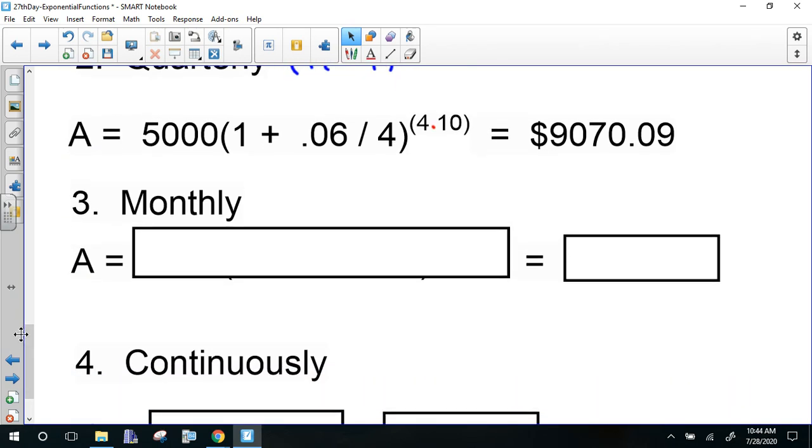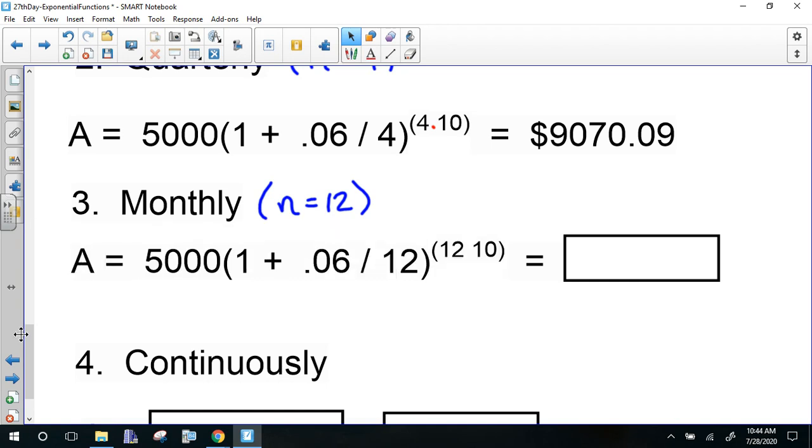If we do it monthly, again, the only thing that's going to change is N. It's now going to be 12 instead of the 4. So if I plug those numbers in, I should get a little more than 9,070. It's 9,096.98.